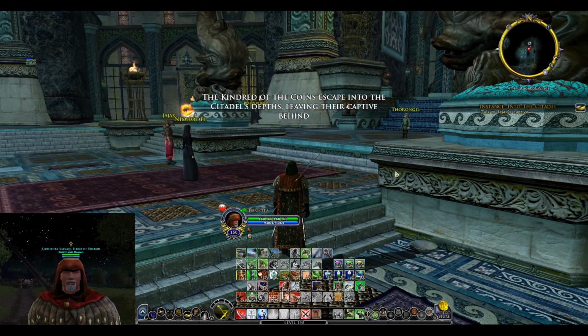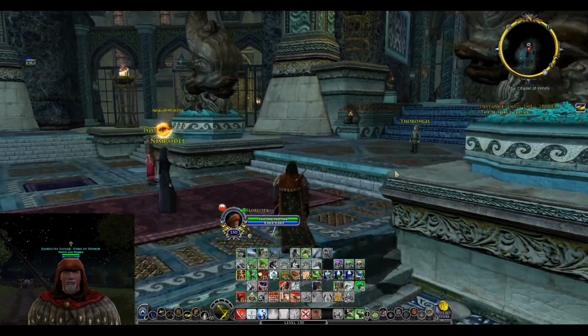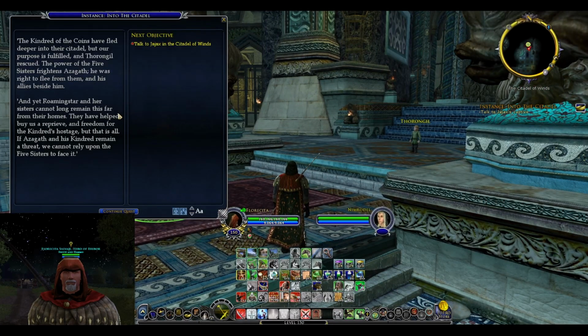The Kindred of the Coins escape into the Citadel's depths, leaving their captive behind. Alright. The Kindred of the Coins have fled deeper into the Citadel, but our purpose is fulfilled and Thorongil rescued. The power of the Five Sisters frightens Azagath. He was right to flee from them, and his allies beside him. And yet Roaming Star and her sisters cannot long remain this far from their homes. They have helped buy us a reprieve and freedom for the kindred's hostage. But that is all. If Azagath and his kindred remain a threat, we cannot rely upon the Five Sisters to face it.